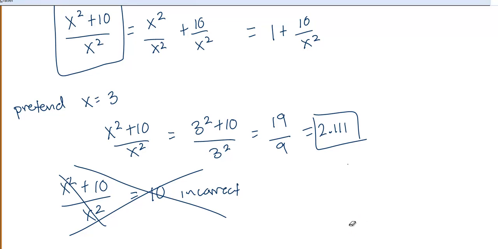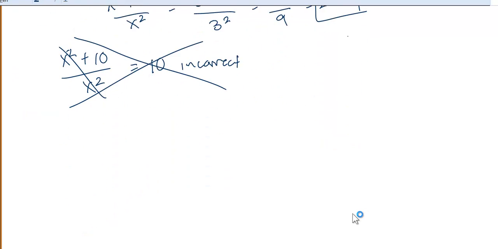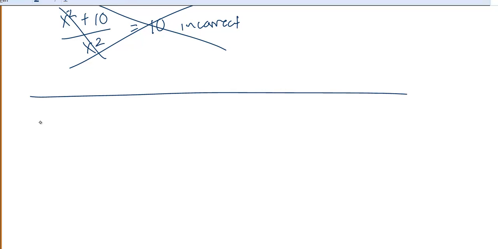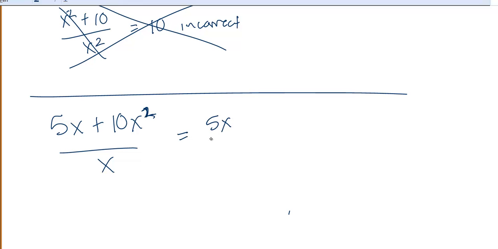Now, with that being said, let's look at some examples of where we could simplify a little bit more. What if I had something like this? If I had this problem, I could divide both terms by x. So I could do 5x over x plus 10x squared over x. Notice again, I'm dividing each term by x. And this would then simplify to 5 plus 10x.